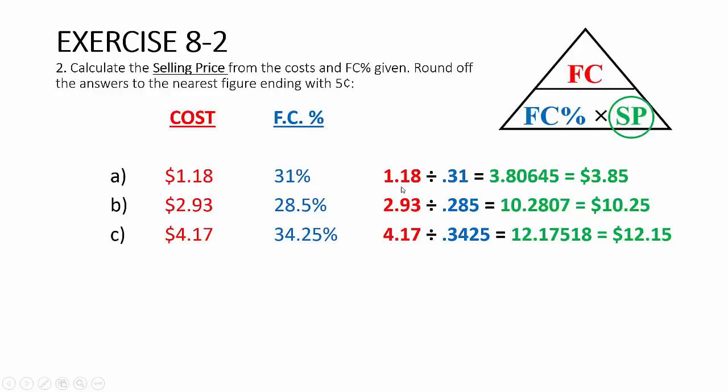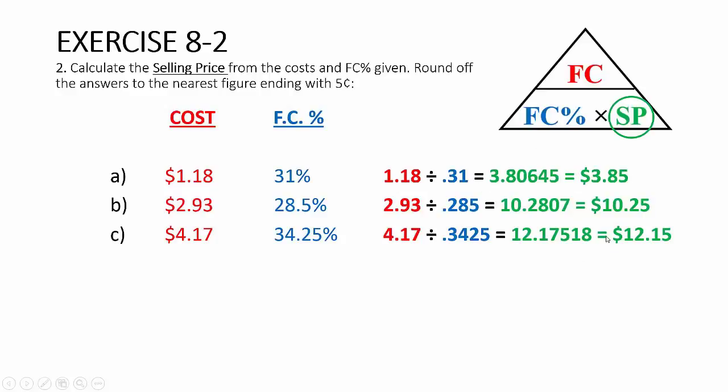If we have a cost of $2.93 for a menu item and our food cost percent is 28.5%, we should sell it for $10.25. And finally, a menu item where the food cost is $4.17, and again, the food cost, it's what it's costing us, the restaurant, to make this menu item, and our food cost percent is 34.25%. We divide these two and we get a sales price or a menu price of $12.15.